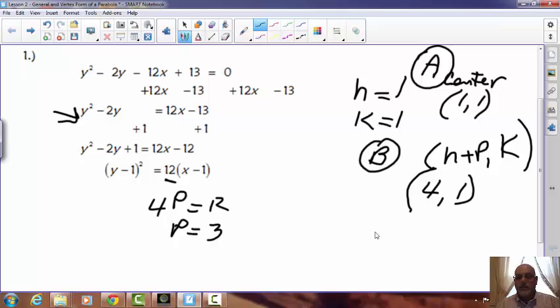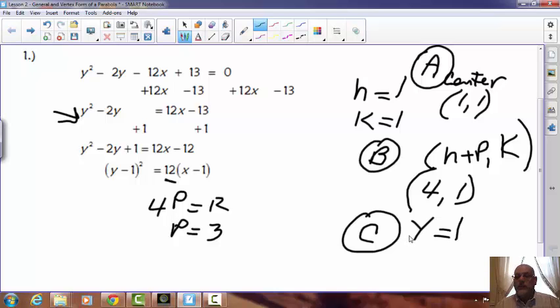Part C is the axis of symmetry. When the y term is squared, it's opening left or right. So you'll have a horizontal line of symmetry. And in this case, it's y equals k, or y equals 1.